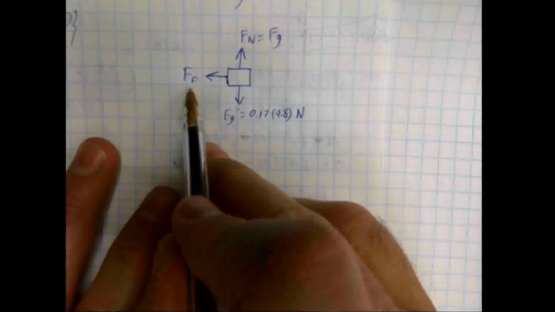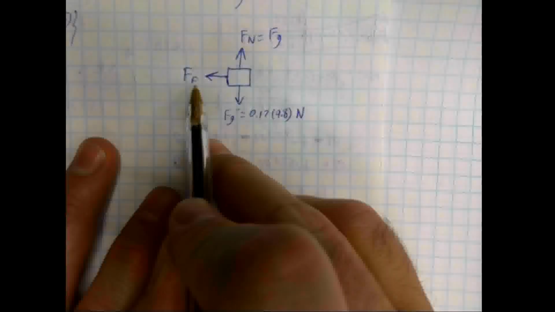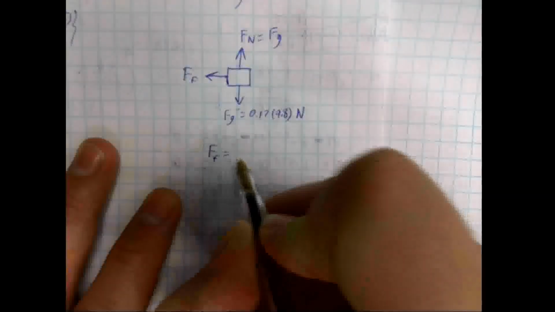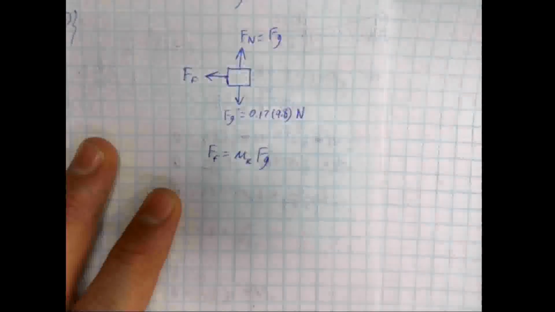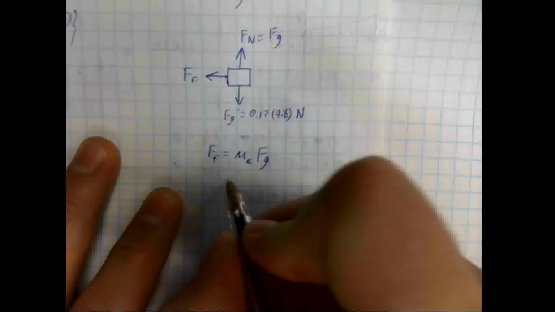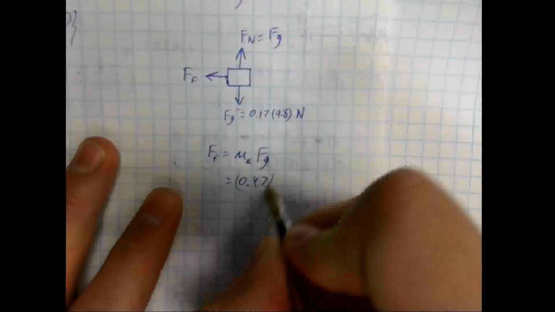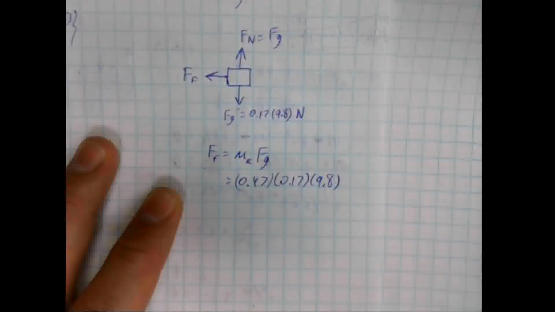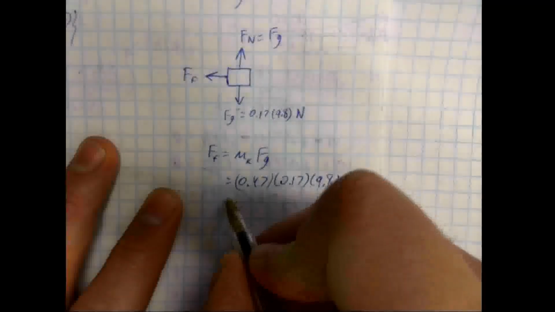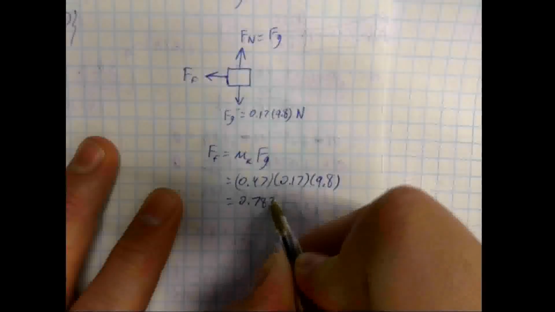Now if we're asked to calculate the kinetic friction acting on this, FF is equal to mu k times Fg, and our mu k is 0.47, our Fg is 0.17 times 9.8. So quickly calculate that: 0.47 times 0.17 times 9.8, and it works out to 0.78302.